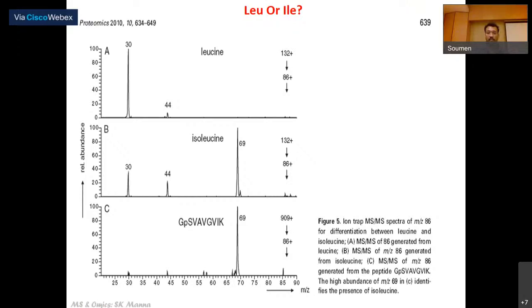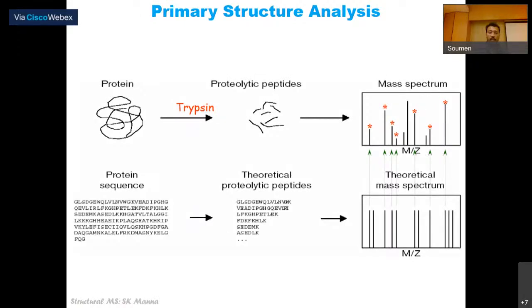So by doing that, that is the only pair of amino acids which have exact same masses, and you can distinguish them by fragmenting further. Overall, this is what you do.